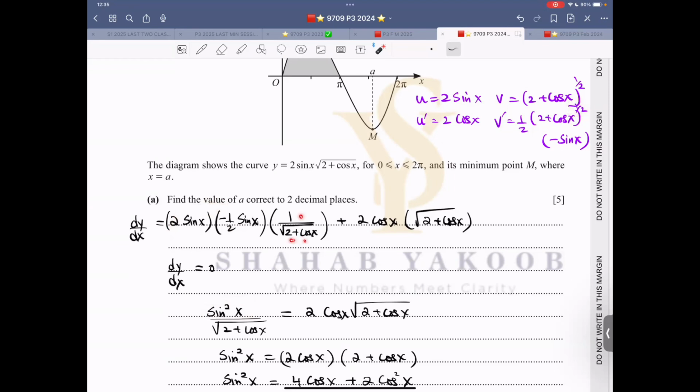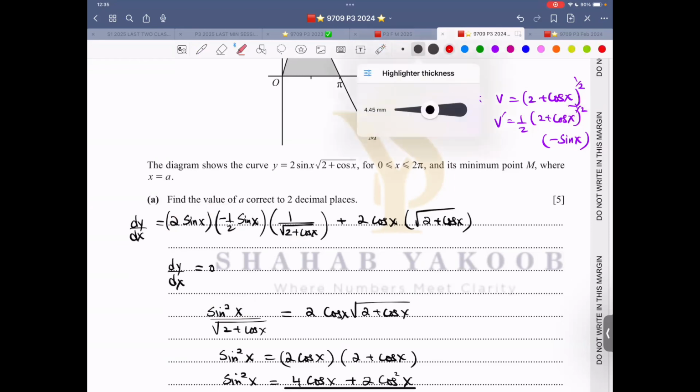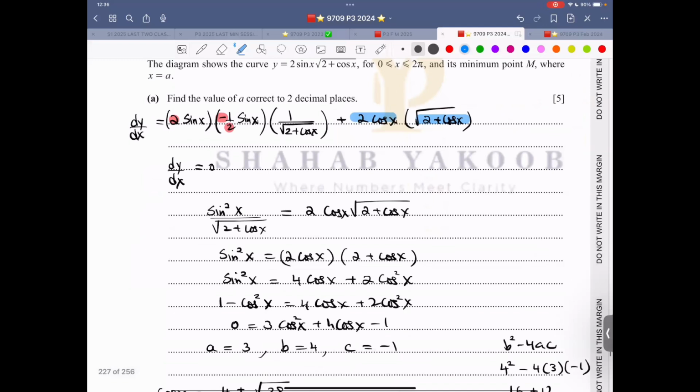So 1 over 2 plus cos x. So that minus is there. Let me just focus on it so that people don't forget. Yes, the minus is there. And this 2 and this 2 cancel out. And this is this into this. That is 2 plus cos x raised to power of half. That is this thing into 2 cos x into 2 cos x. All good? Now, if I make it equal to 0, I'll transfer this to the other side.